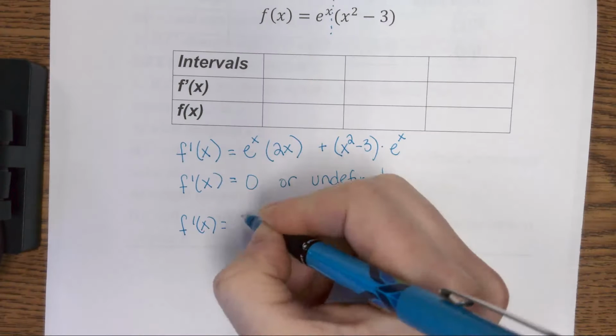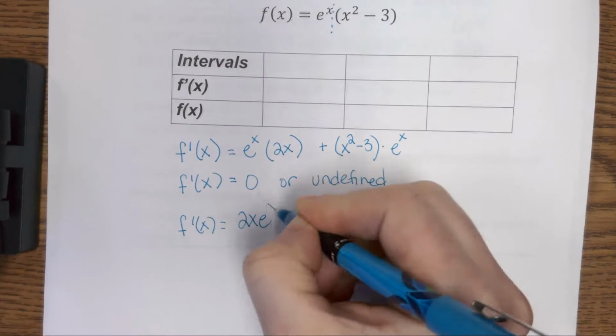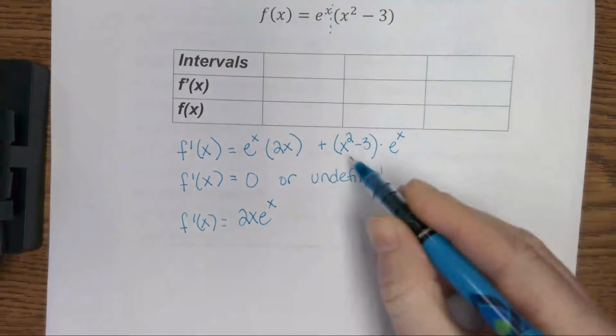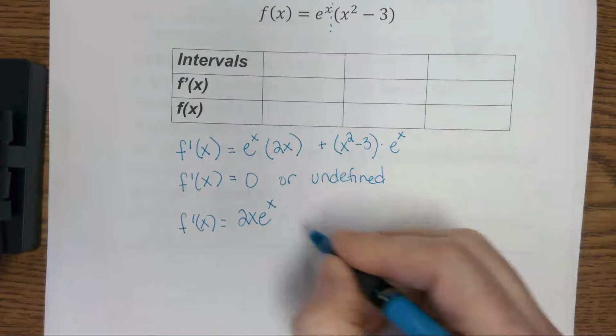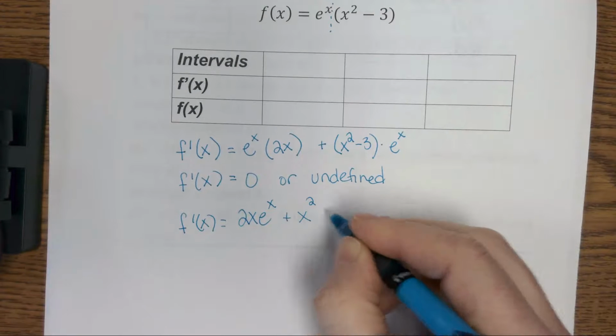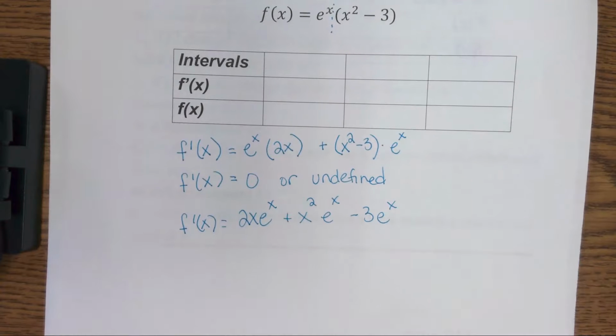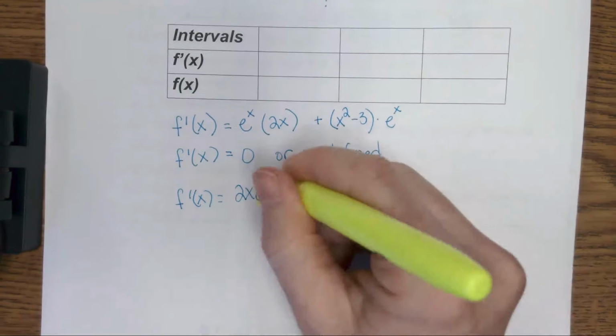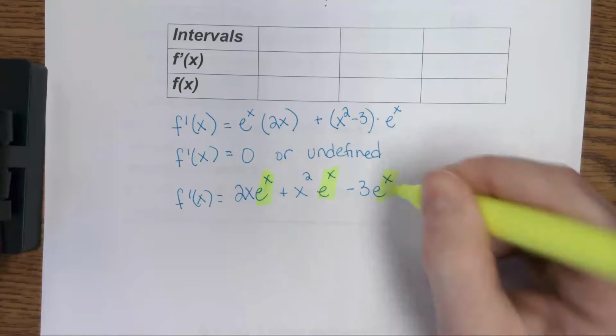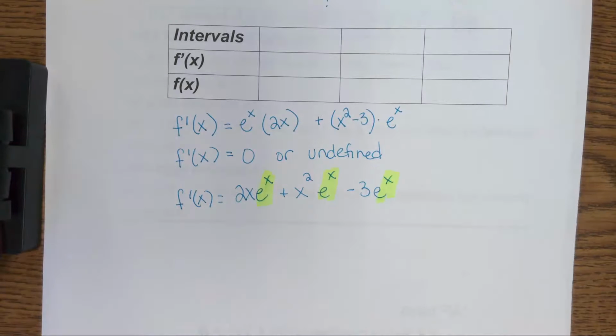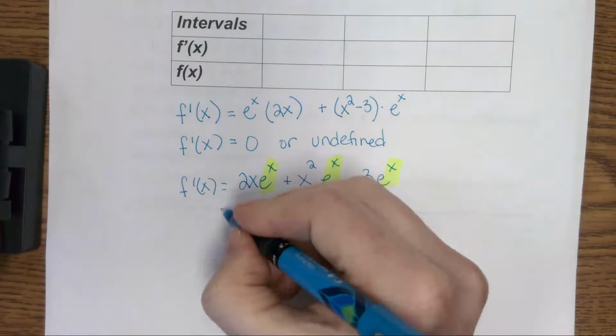So we have 2x times e to the x. I'll just reorder that. If I would distribute this, this would be plus x squared e to the x minus 3e to the x. And you might think, well, how in the world algebraically without my calculator am I supposed to figure out where that's 0? So what we're going to do next is these all have a factor of e to the x. I am going to go ahead and pull that factor out to the front.